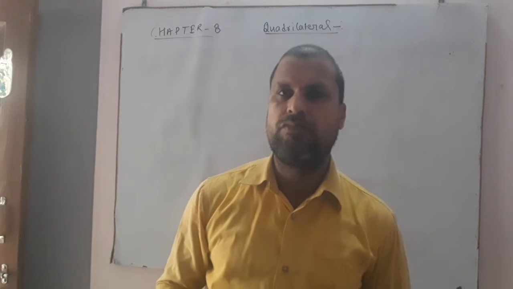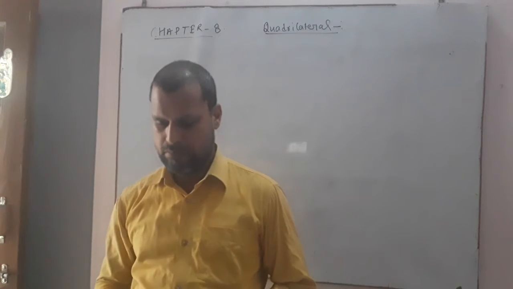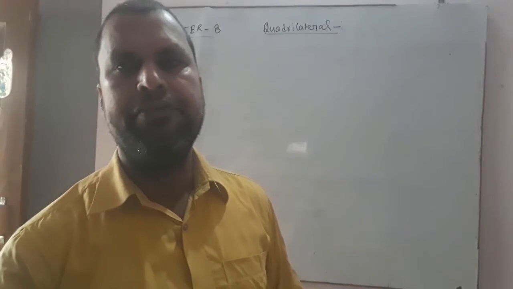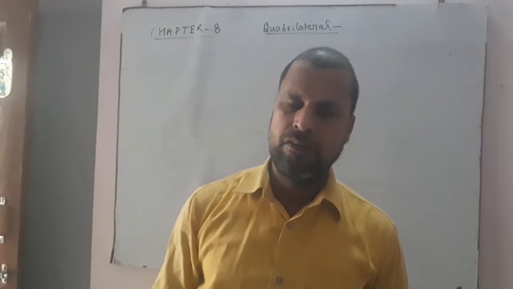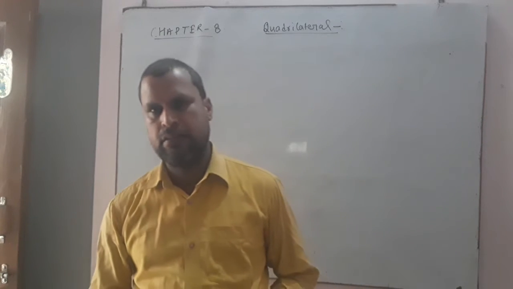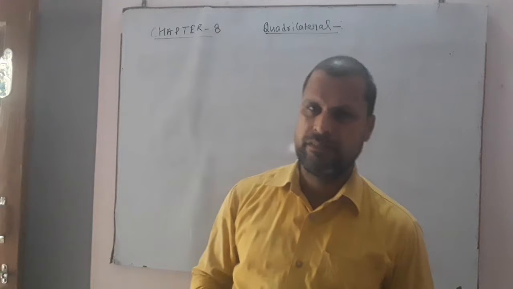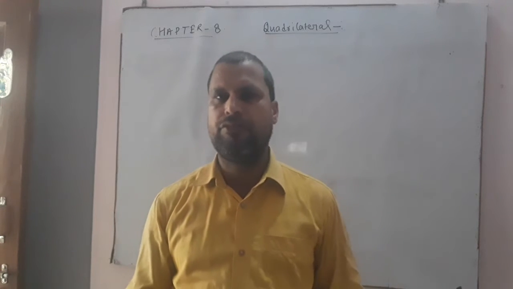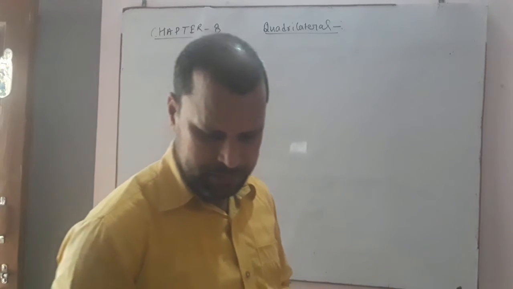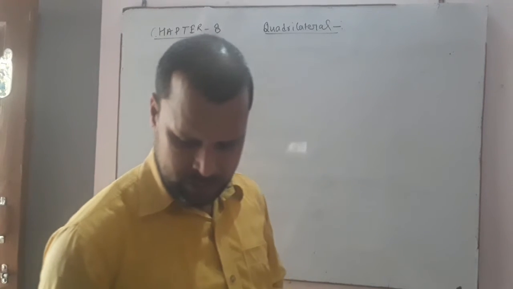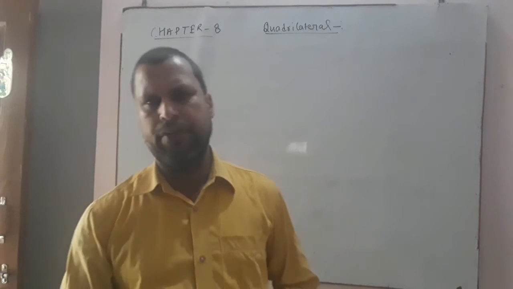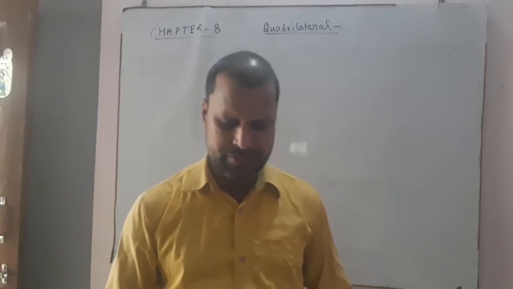First of all, what is a quadrilateral? The figure bounded by any four lines is called a quadrilateral. In a quadrilateral, there are four sides, four angles, and four vertices. All of you know about it, so there is no need to write it.